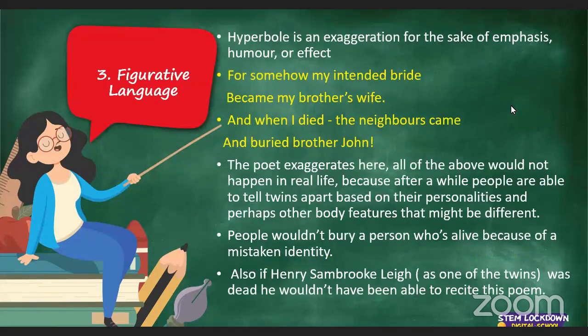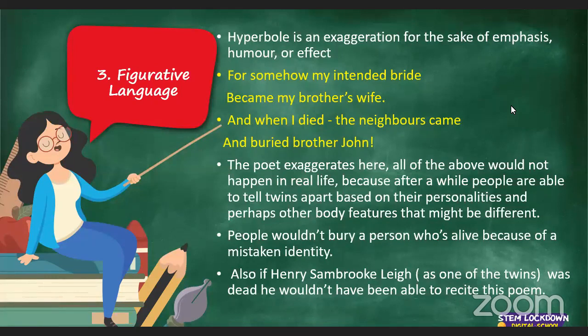All right, and then we also identified a hyperbole, and we said it is an exaggeration for the sake of emphasis, humor, or effect. And with our poem, it was used for humor, okay? These lines were coming from the last stanza, okay? So this one says, but somehow my intended bride became my brother's wife, okay? And when I died, the neighbors came and buried Brother John.